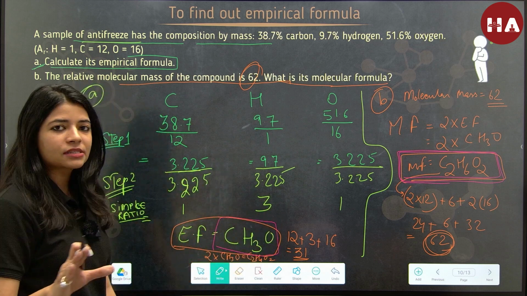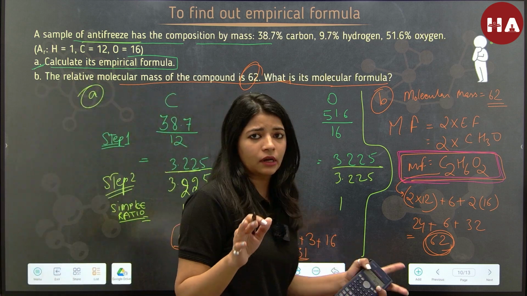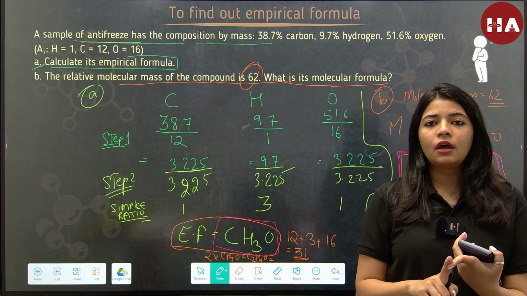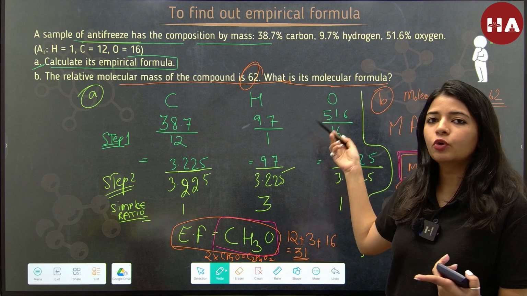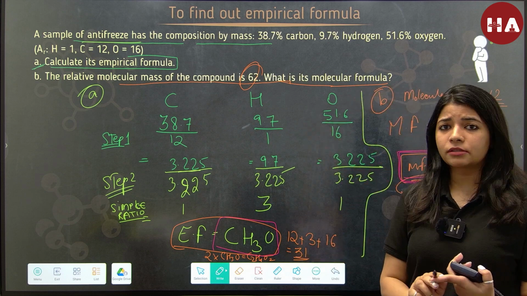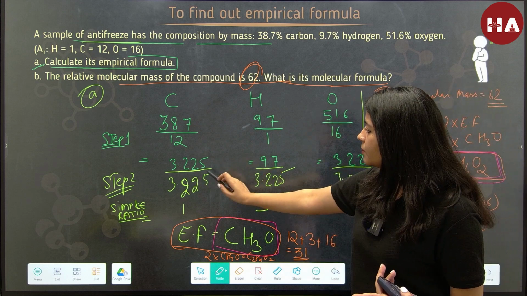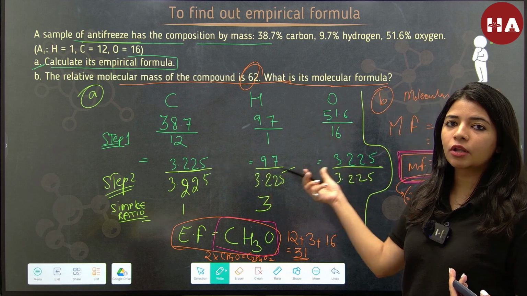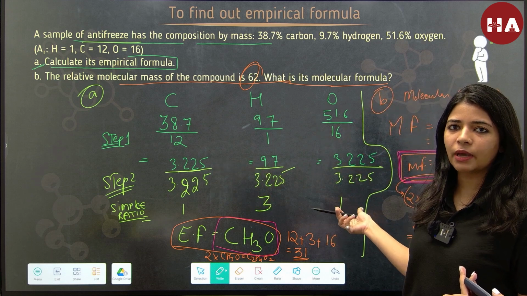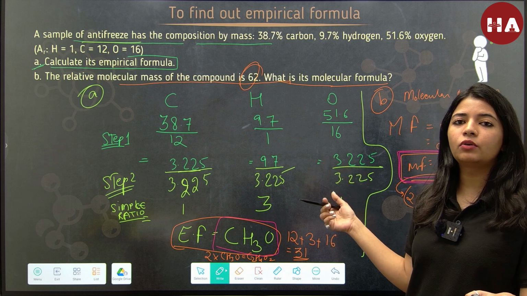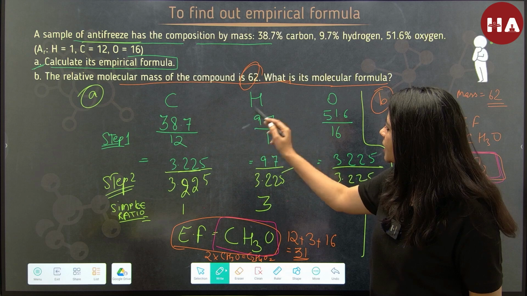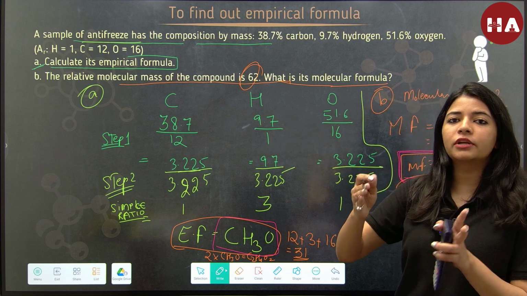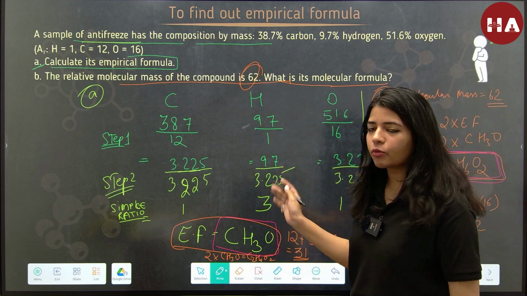So I hope this is clear. Very easy. We have to find the empirical formula in 2 steps. First, divide the percentages or grams which are given to you in the question by the atomic masses. Then the second step is, whichever is the lowest number, you simply divide all of these by the lowest number. Then you find the simplest ratio, which is this 1:3:1. It means carbon, hydrogen and oxygen are present in a 1:3:1 ratio. This will give you the empirical formula.